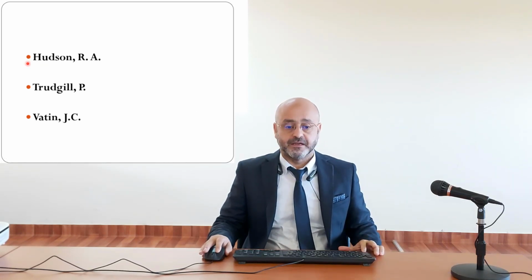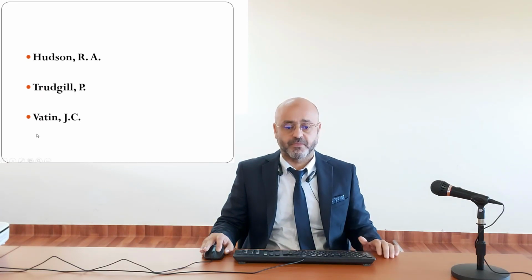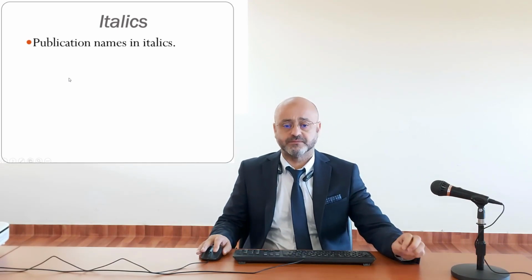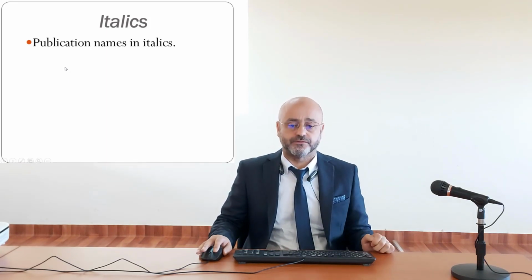Now here we have an example of three authors. You have Hudson, so here the family name, and then we have a comma, and then the initial of the first name and the middle name, and then Trudgill, family name, comma, and then the initial of the first name, and a full stop. And you see that they are organized in alphabetical order. You have H in Hudson, then T, and then V. Italics. Now, the format of italics is normally used for titles of books.